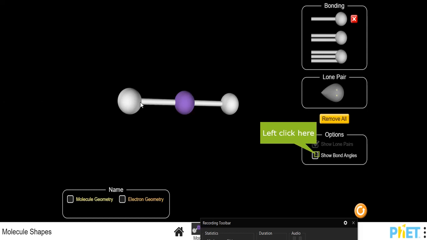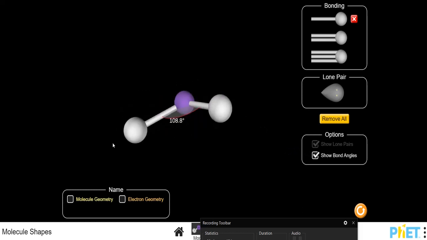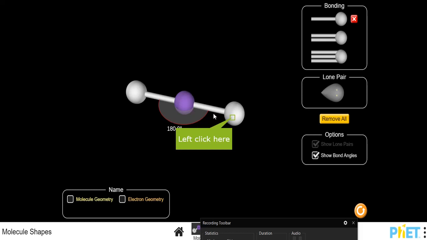And so here we have three atoms, and each of the two outer atoms is bonded to the central atom by a single bond. Now, what we want to do is go over here and show bond angles. You can see when they are as far away from each other as possible, that's 180 degrees. You see it always settles back in there.